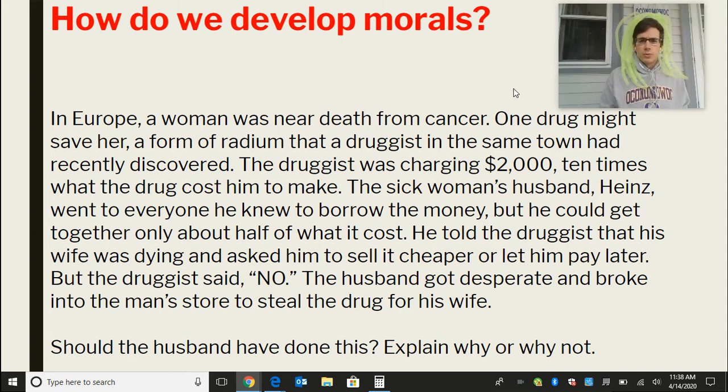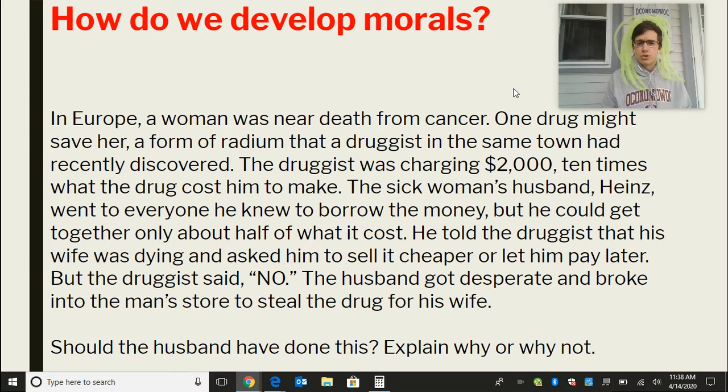So in Europe, a woman was near death from cancer. One drug might save her, a form of radium that a druggist in the same town had recently discovered. The druggist was charging $2,000, which was 10 times what the drug cost him to make. The sick woman's husband, Heinz, went to everyone he knew to borrow the money, but he could get together only about half of what it cost. He told the druggist that his wife was dying and asked him to sell it cheaper or let him pay later. But the druggist said no. The husband got desperate and broke into the man's store to steal the drug for his wife.